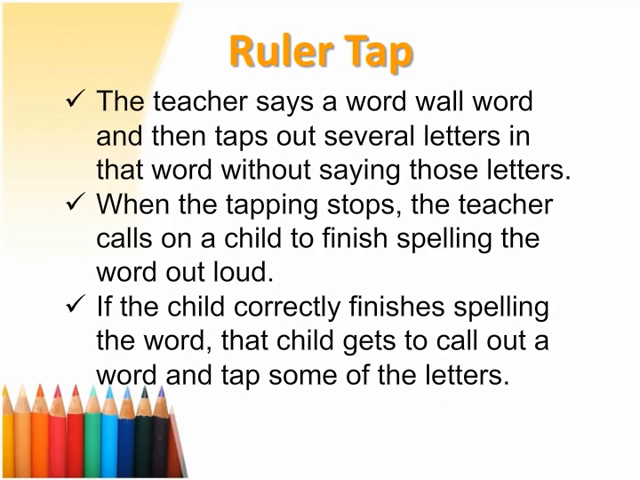In ruler tap, the teacher says a word wall word and then taps out several letters in that word without saying the letters. When the tapping stops, the teacher calls upon a child to finish spelling the word out loud. If the child correctly finishes spelling that word, that child gets to call out the next word and tap some of its letters.